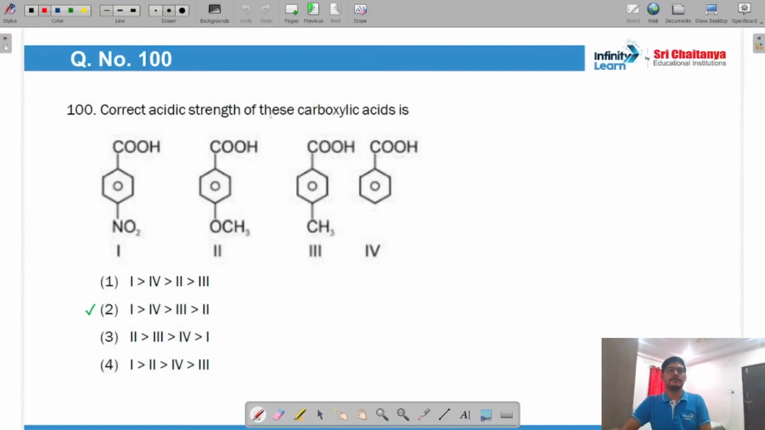Correct strength of acids of these carboxylic acids, the second option is the correct answer. NO2 is an electron withdrawing group, it increases acidity. OCH3 and CH3, these are electron donating, right? Because at para position, minus I effect is negligible, but plus R effect will work. So OCH3 will act rather as an electron donating group here, right? And so most acidic is first, followed by fourth, and then third, and then second, because resonance is stronger than hyperconjugation. So this is the correct answer.